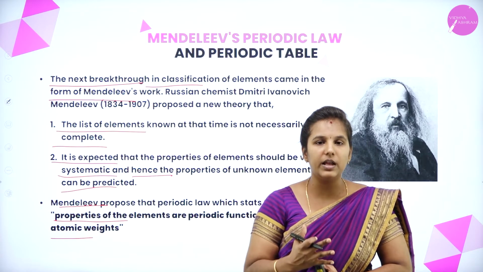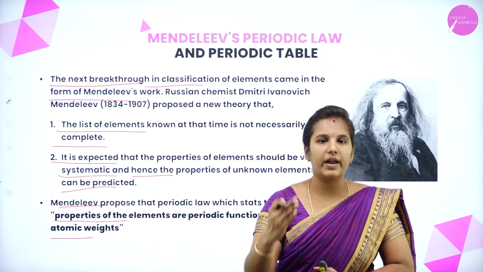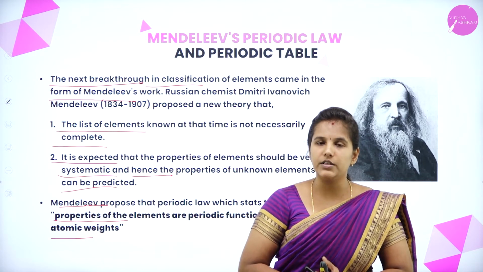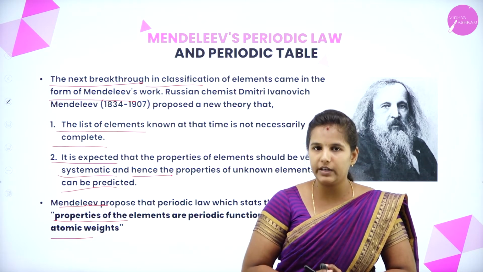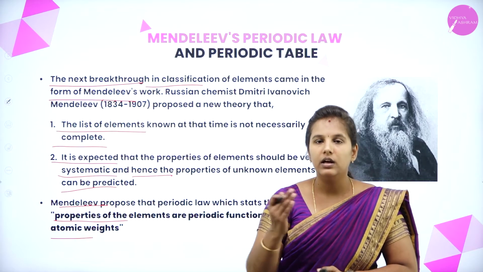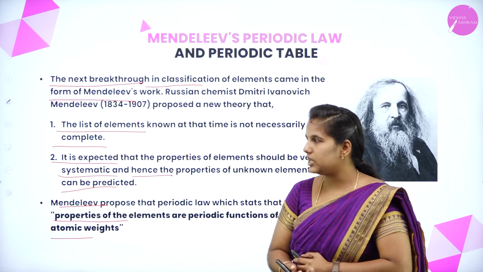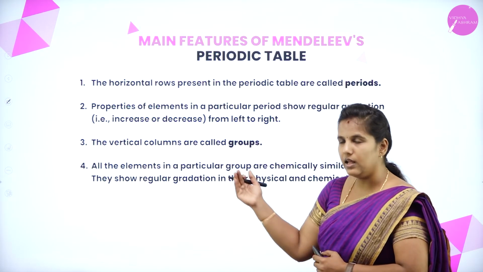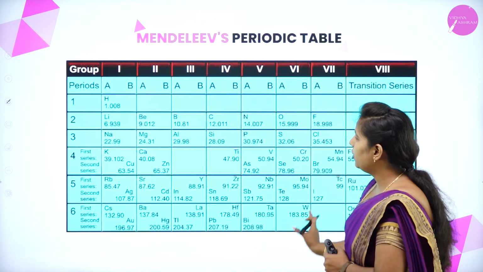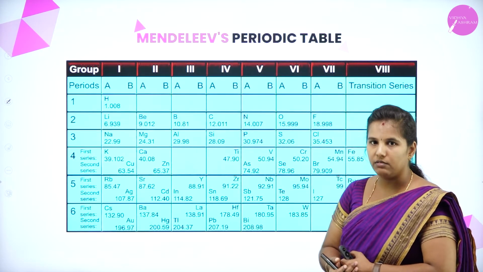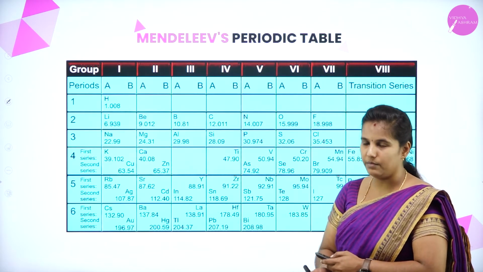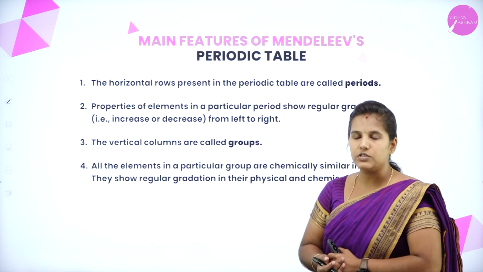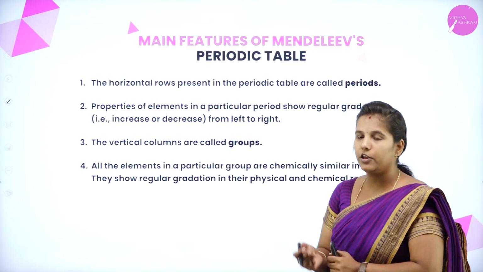Atomic weights are very important while classifying the elements according to Mendeleev. Let's see Mendeleev's periodic table and how he classified the elements. After that, we'll see the merits. Okay, this is the periodic table of Mendeleev. You can see the way he arranged the elements. So let's see the main features of this Mendeleev periodic table.